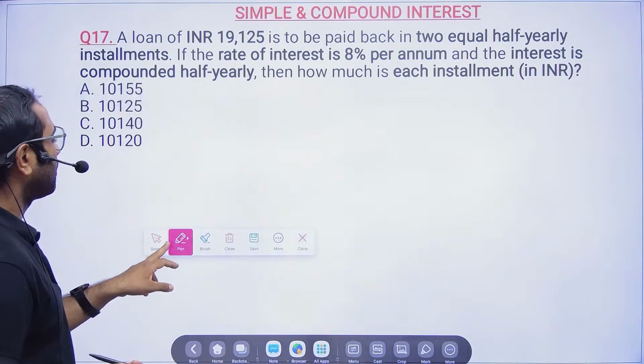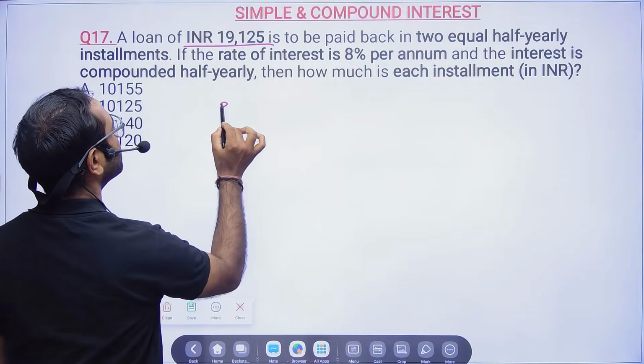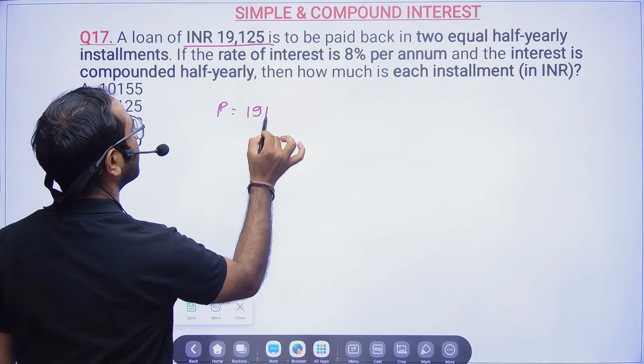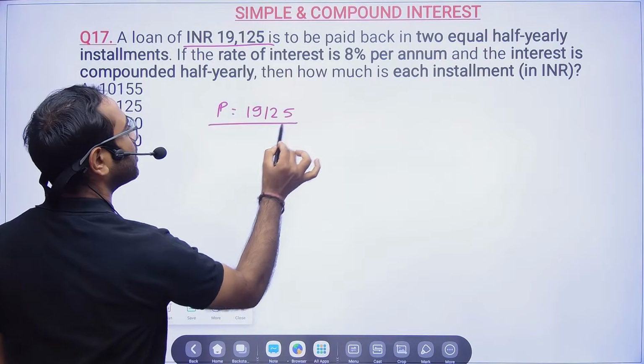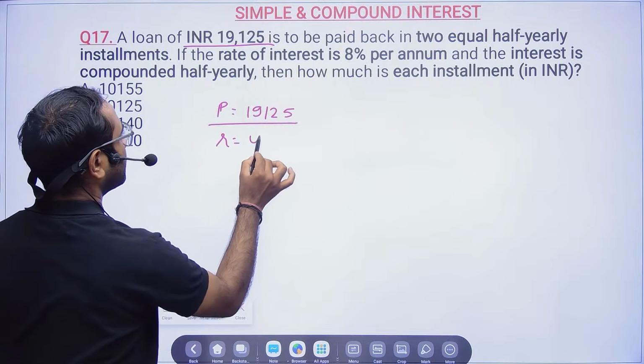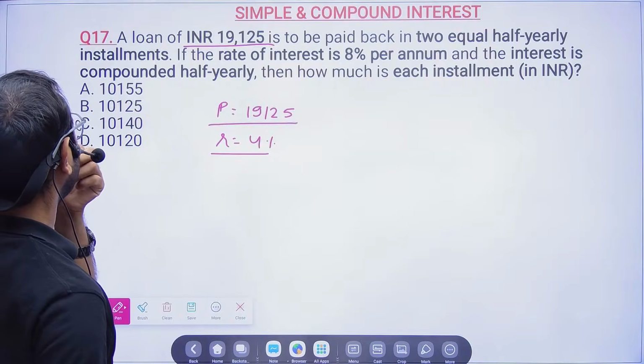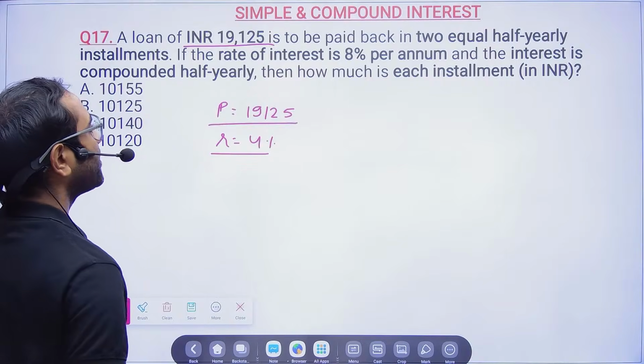Okay. Now a loan of INR 19,125 is to be paid back in 2 equal installments half yearly. So that's what I said. Half yearly means you will be paying only 4%, and the interest is compounded half yearly. So how much is each installment?